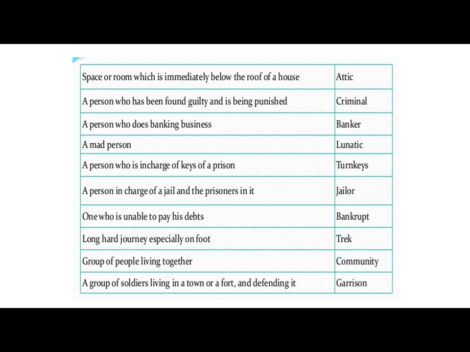Long hard journey, especially on foot: trek. Have you heard of trekking? A group of people living together is called a community. A group of soldiers living in a town or a fort and defending it: garrison.